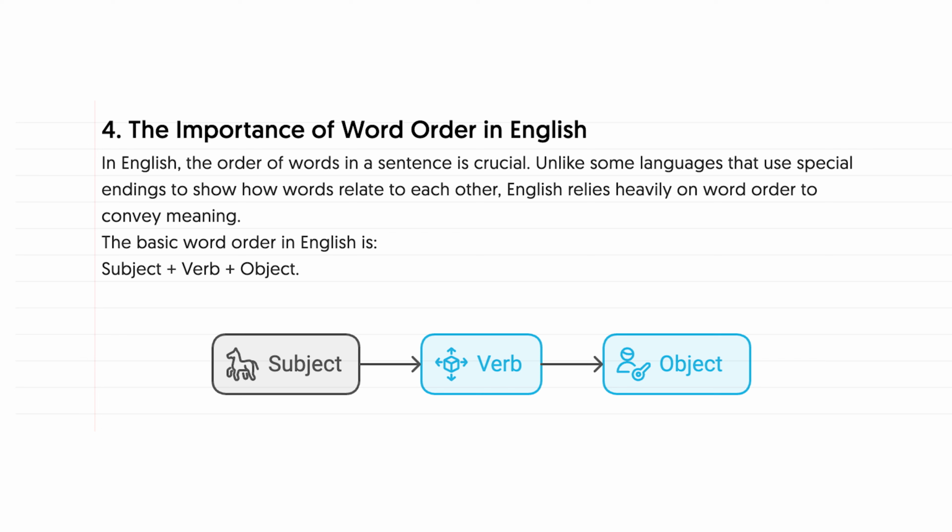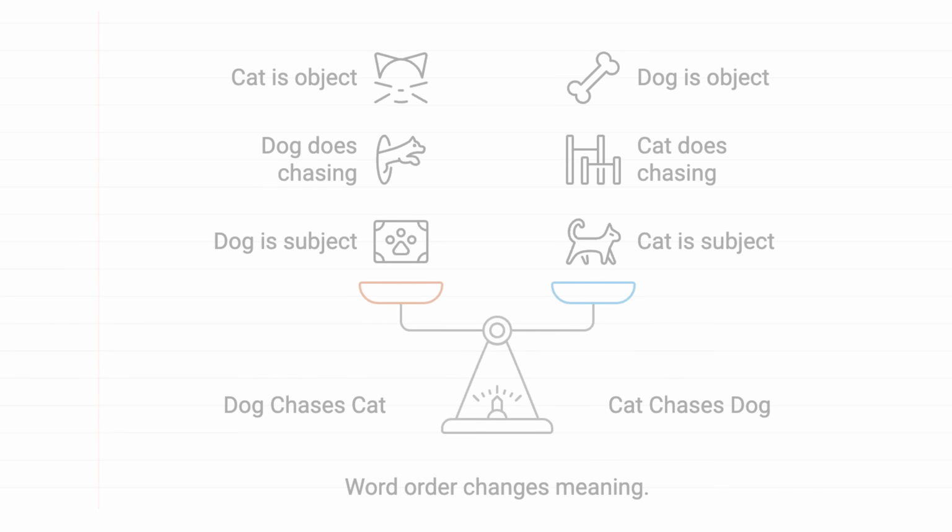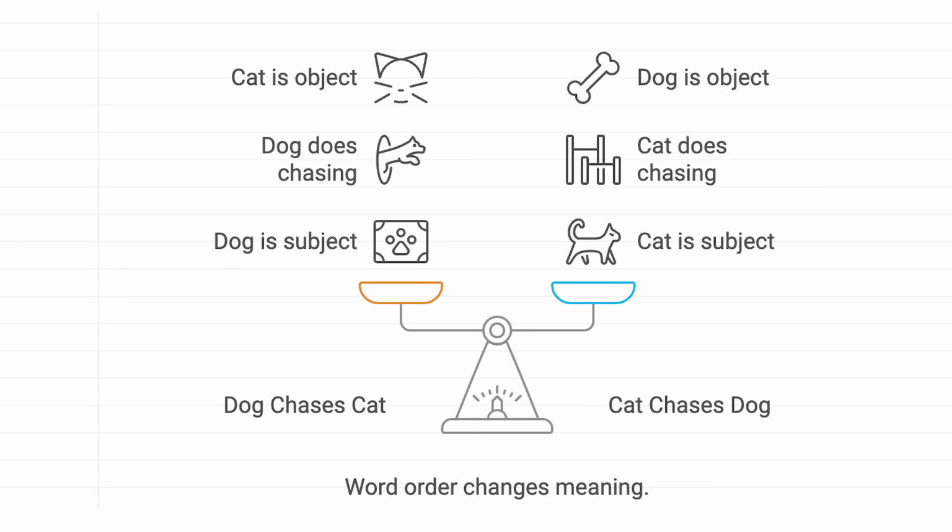In English, the order of words in a sentence is crucial. Unlike some languages that use special endings to show how words relate to each other, English relies heavily on word order to convey meaning. The basic word order in English is subject plus verb plus object. For example, the dog chased the cat. In this sentence, we know who did what to whom because of the word order.